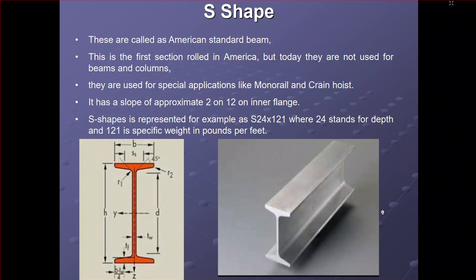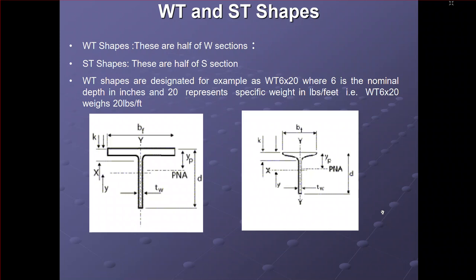Next we go to WT and ST shapes. These shapes are very important, and these questions are also asked in interviews, so be prepared. These are basic questions. WT means half of a W section, and ST means half of an S section. WT shapes are designated, for example, WT 6 x 20, where 6 is the nominal depth and 20 is the specific weight. These are the drawings, just look at them.